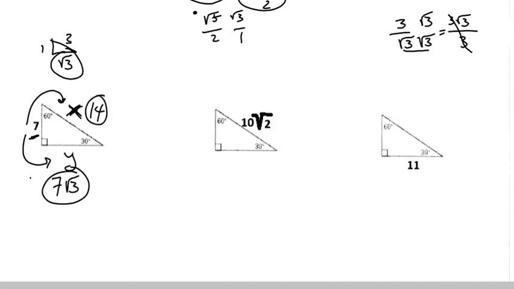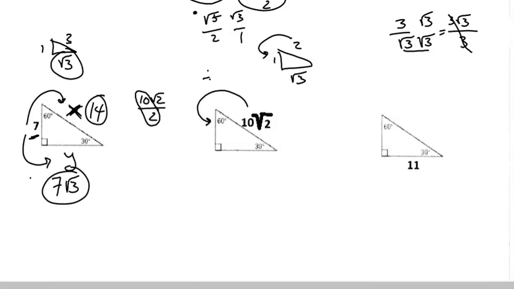All right, let's do one last one. Wrap it up. How do I get from here to here? Am I getting bigger or smaller? Smaller. So I'm going to divide. What number am I going to divide by? Divide by 2. 10 rad 2 over 2. You can only simplify things that are both under the radical or both not under the radical. So those are both not under the radical, so I can simplify those. 10 divided by 2 is 5, so it's 5 rad 2.